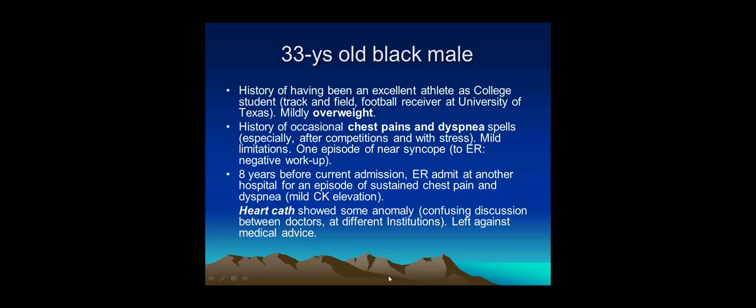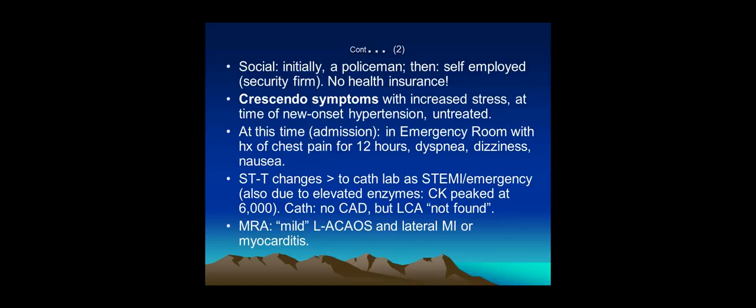He was discharged against medical advice, asymptomatic. Eventually he became a policeman, and he was self-employed and without insurance because he was so healthy. Recently, he developed crescendo symptoms of shortness of breath and chest pains at the time of increased stress and increased weight, with evidence of new onset hypertension that was left untreated.